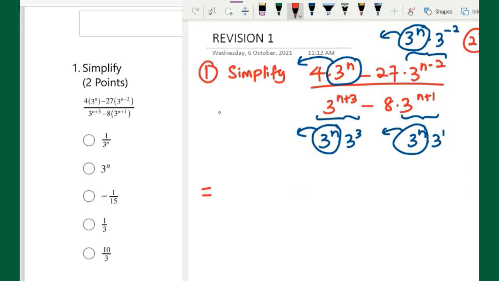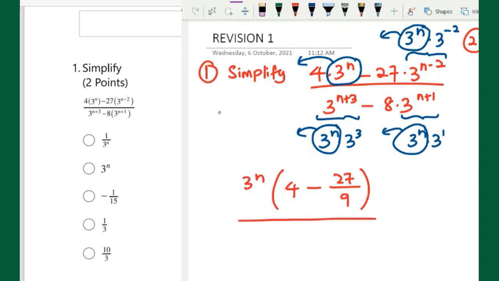So, factorizing 3 to the power of n, on the numerator part, you will end up having 4 minus 27, okay, times with 3 to the power of negative 2, which is equivalent to 1 over 3 to the power of 2, which is 9 lah. Okay, over with, yang bawah ni pun sama, kita factor out 3 to the power of n, and we will be left with 3 to the power of 3, which is equivalent to 27 minus ada 8 kat depan ni, jangan tertinggal 8 times 3.